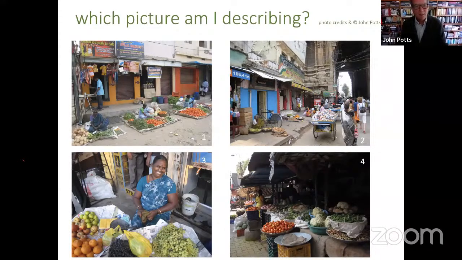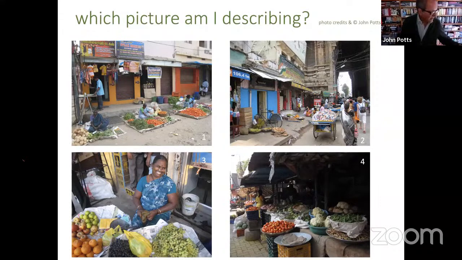And then I start to say things like, the vegetables are on the pavement or on the floor, or on the street. Then they say, well, it must be 1 or 2 probably, and so on. And I can then narrow it down and say which one it actually is. So I could continue talking and say, and I can see some foreign tourists as well in the picture. And they think, right, it must be picture 2 now, and so on. Okay, so that's which one I'm describing. And that's for listening skills.